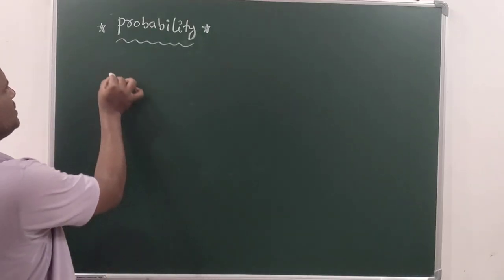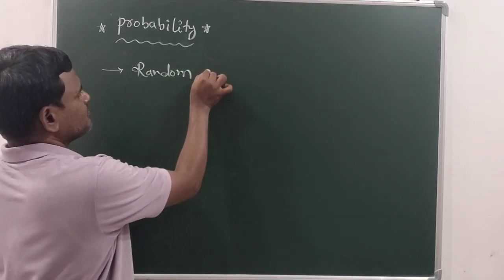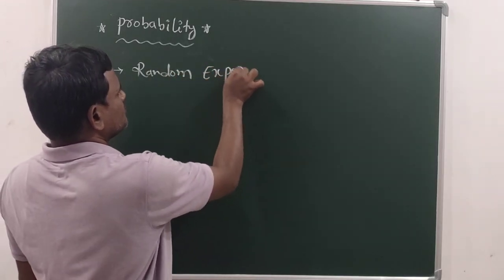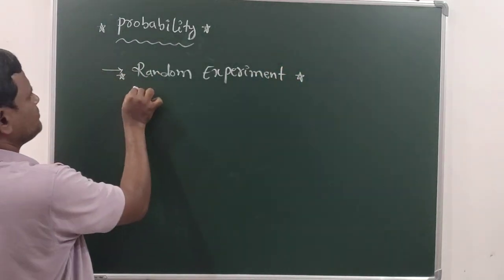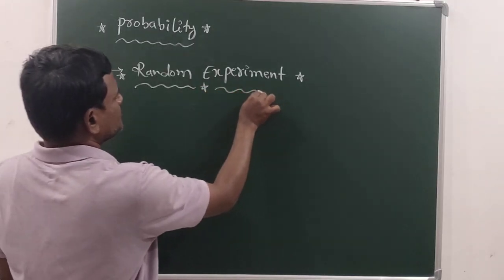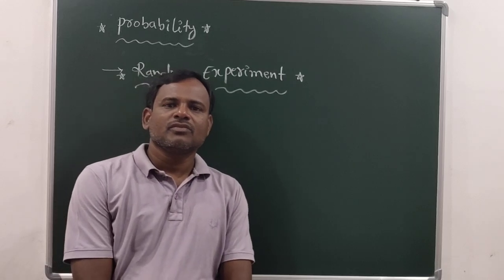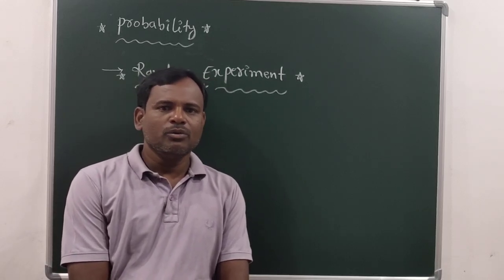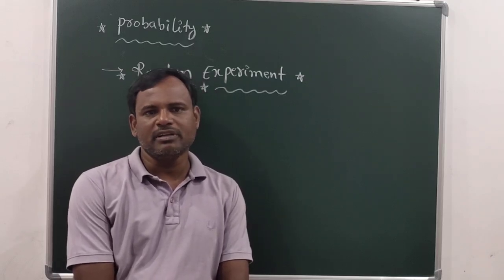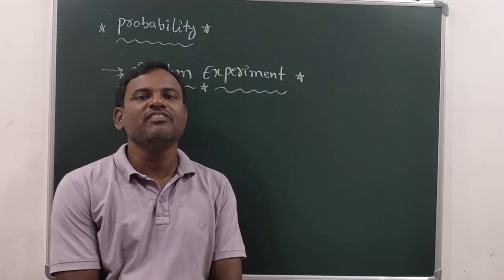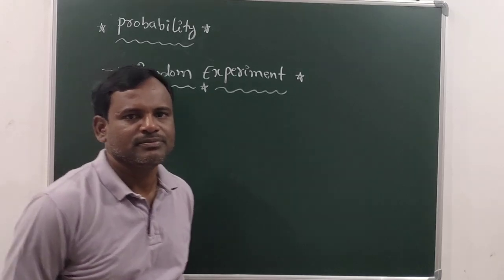Now let us see the first one, random experiment. See students, an experiment whose outcomes are already known to us, but while conducting the experiment, which outcome we get exactly we cannot predict. So such kind of experiments are known as random experiments.